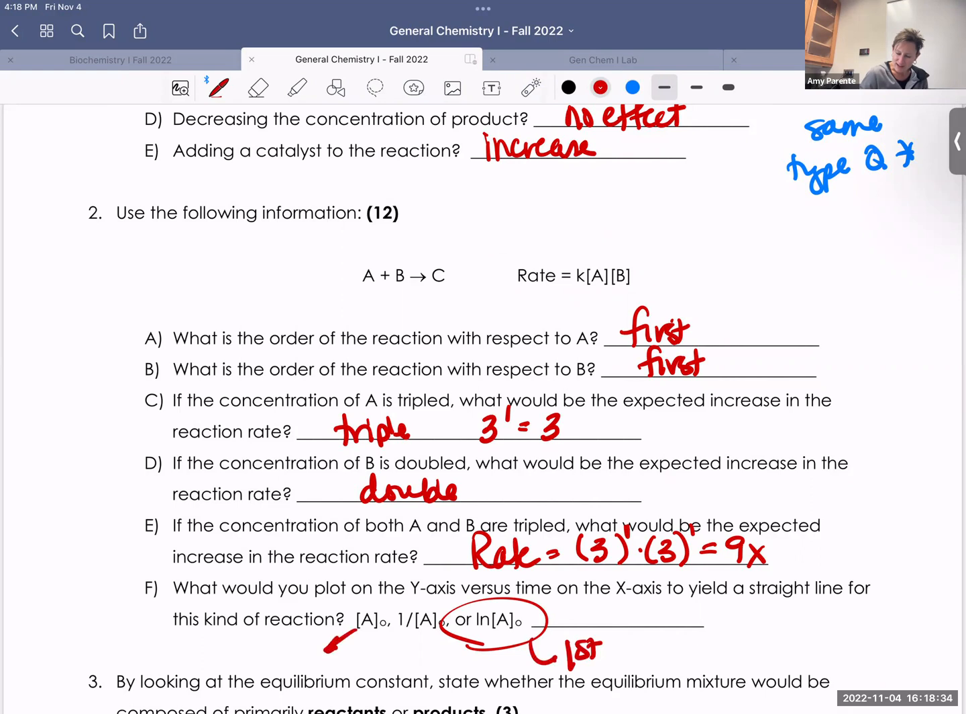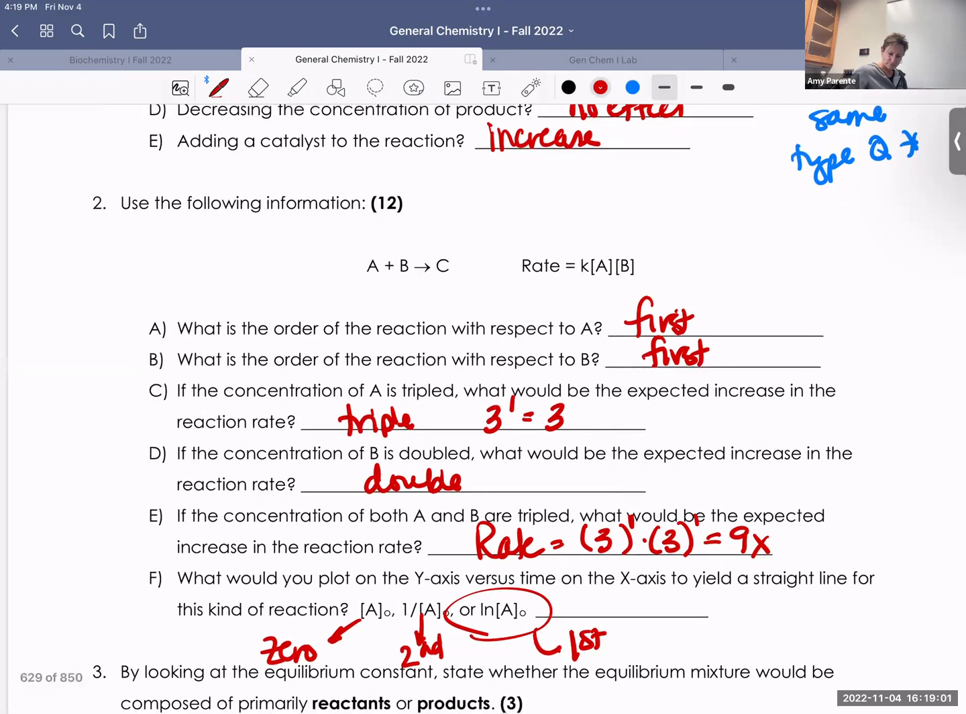If we just had the reactant concentration, this one's going to be second order. 1 over the concentration is going to be second order. I should write second. This is going to be 0. Okay, so you're going to see a question just like this, but obviously potentially a different starting equation, and then different questions with it.